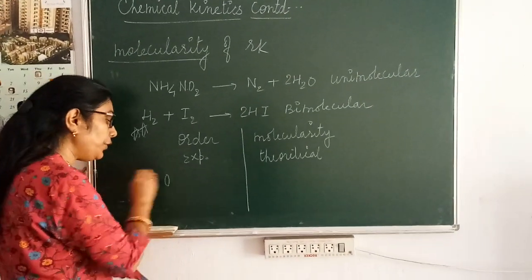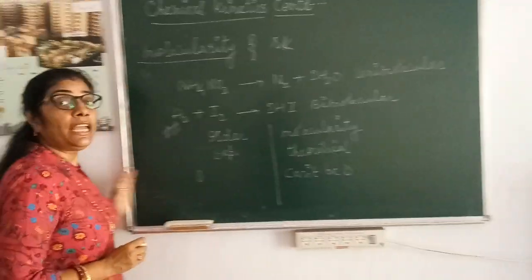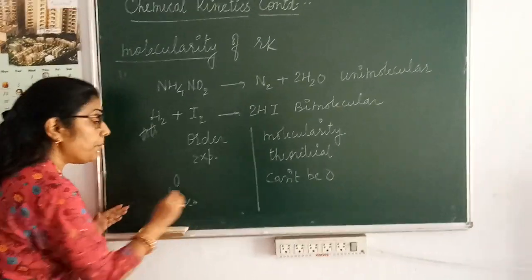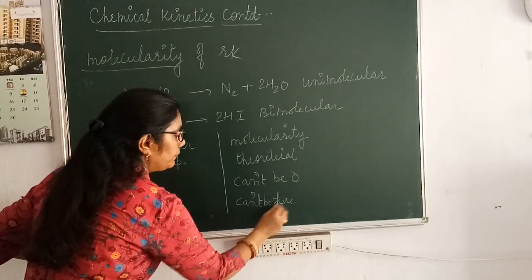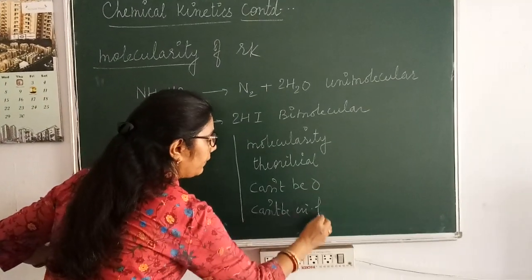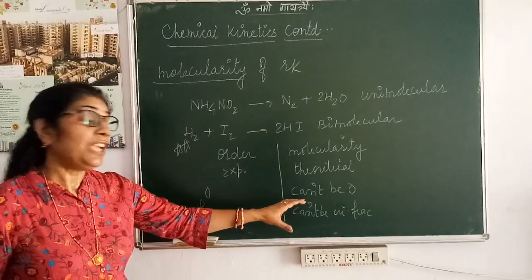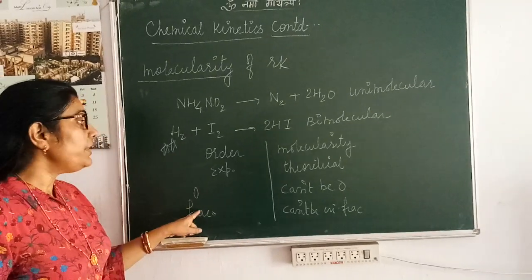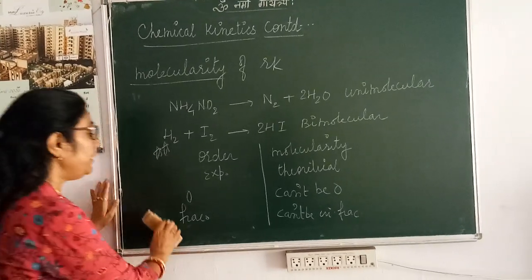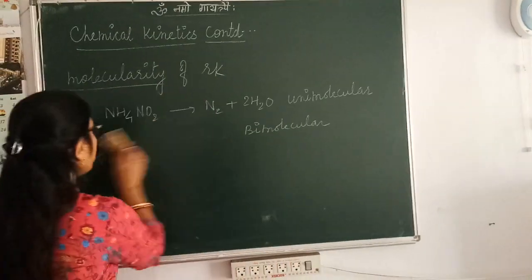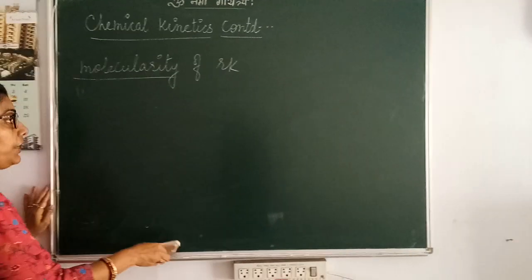Now, order can be 0, molecularity cannot be 0. Order can be a fraction, molecularity cannot be a fraction. And as I said, order is experimental, molecularity is theoretical. So, by using all these points, you can distinguish between order and molecularity of reaction, and you can give these 3 or 4 important points for the difference between order and molecularity of reaction.